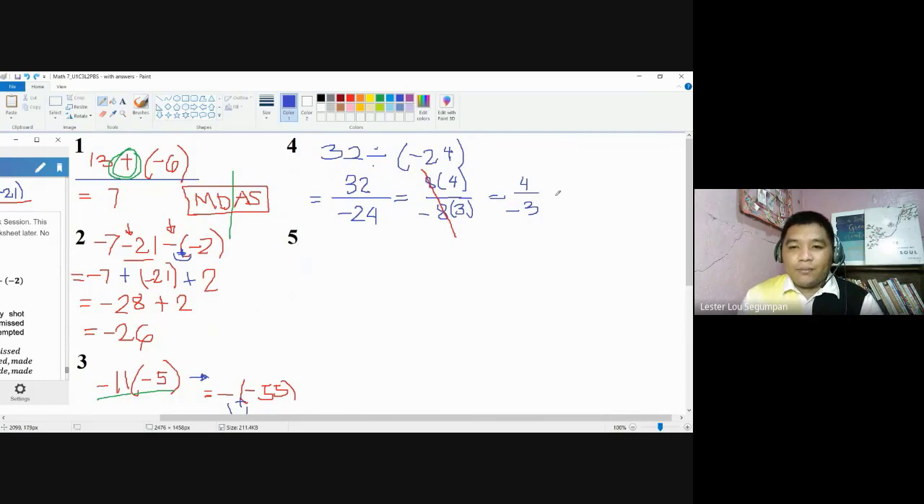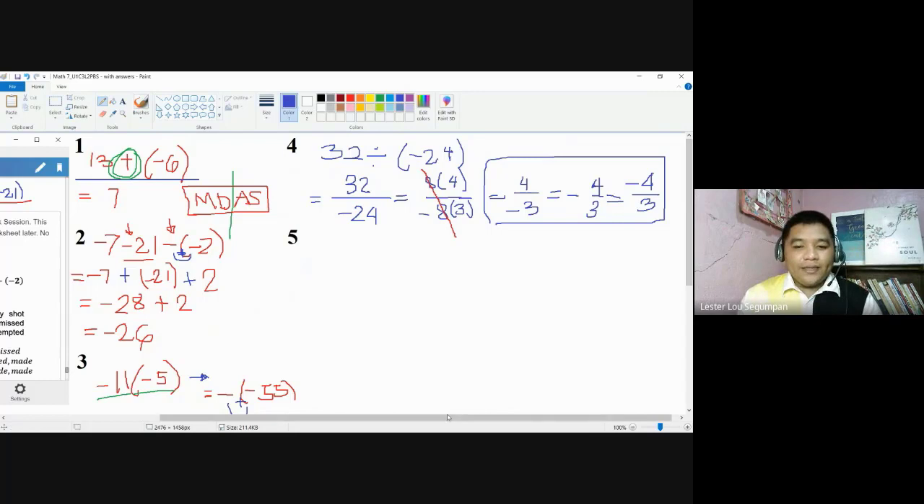The answer here for number four could also be represented in two different ways. That is actually by rearranging or moving the negative symbol here. So instead of the negative symbol in the denominator, you can place it in the middle, 4 over negative 3, or place it in the numerator, negative 4 over 3. Nevertheless, all of these three are acceptable.